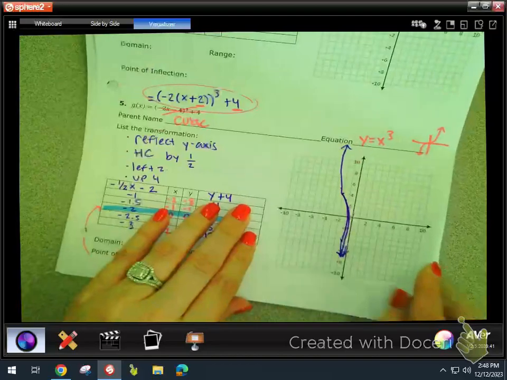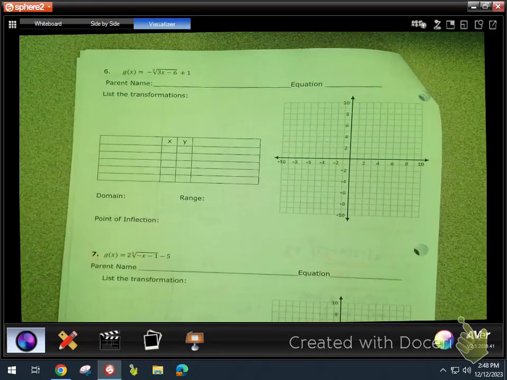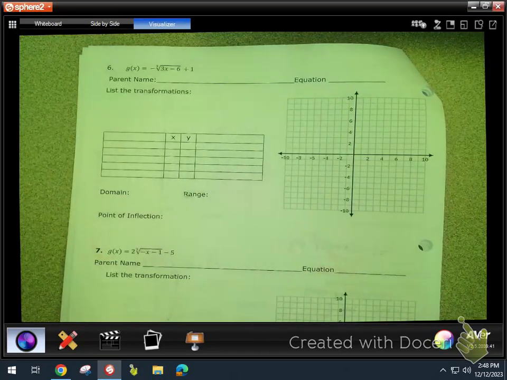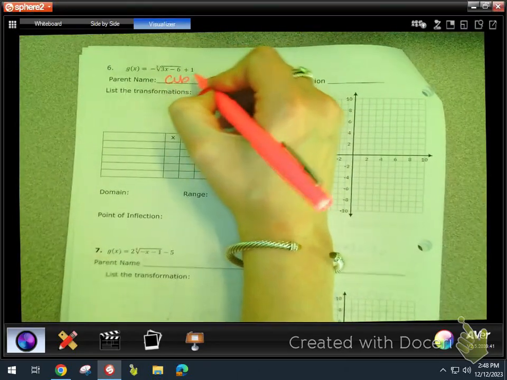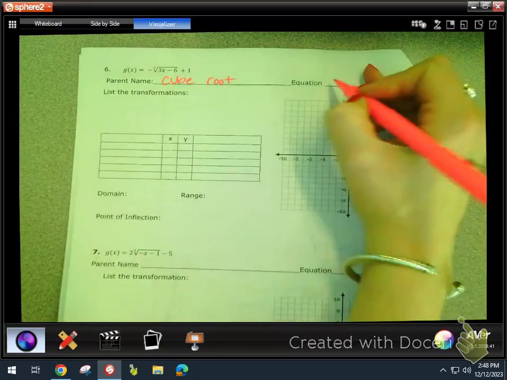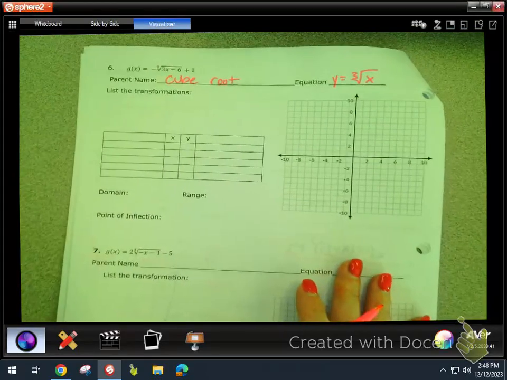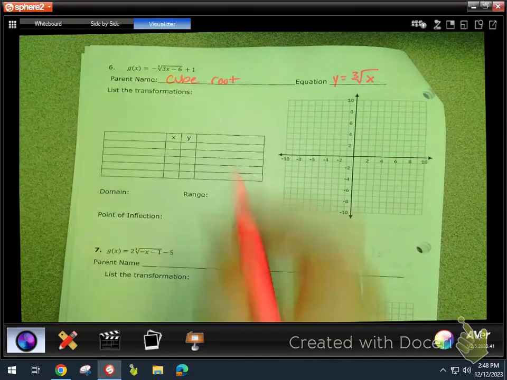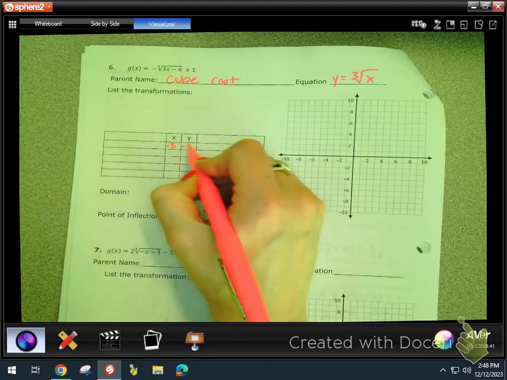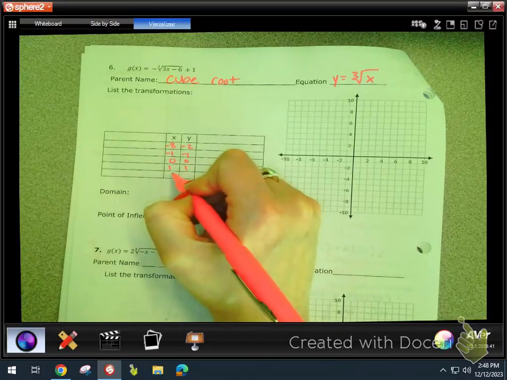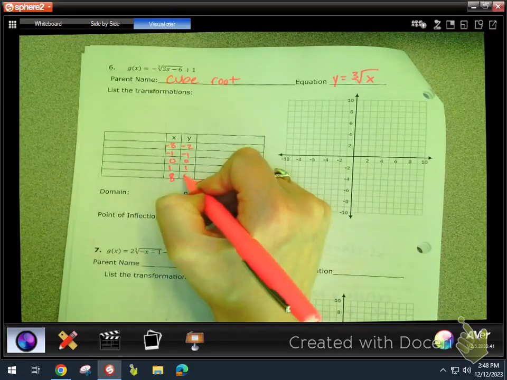Okay, flip over real quick. Number 6 will be the last one, so that way you have one of each for your homework. I'll work out the other graphs and put them on Canvas. What parent function is number 6? Cube root. So the points you're going to use with the cube root are going to be the reverse. -8, -2. -1, -1, 0, 0, 1, 1, 8, 2.